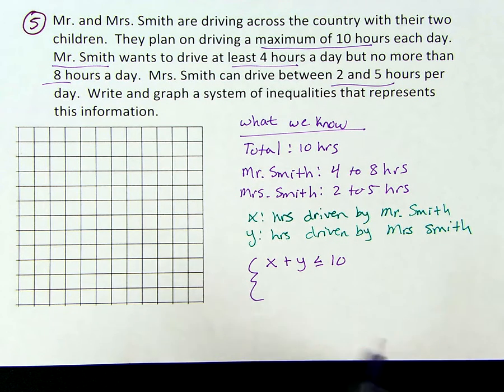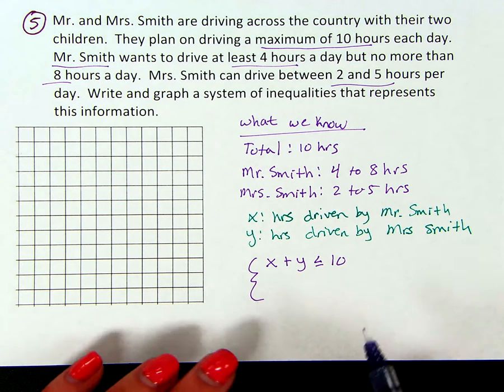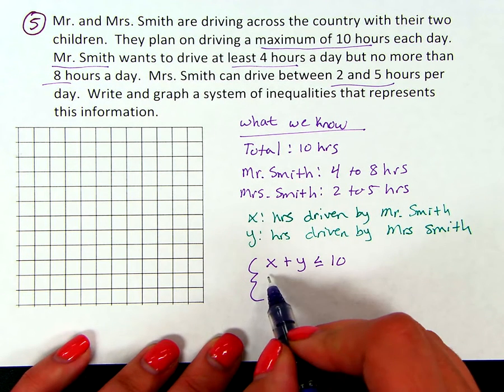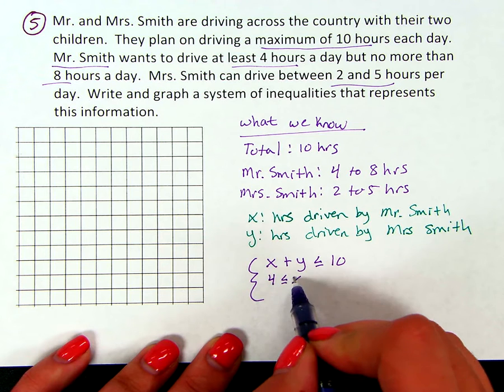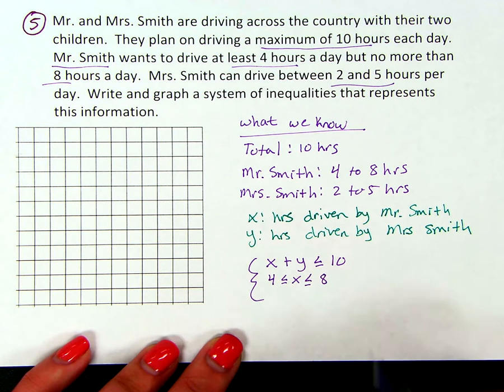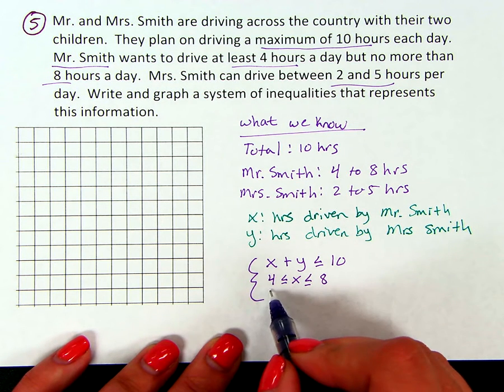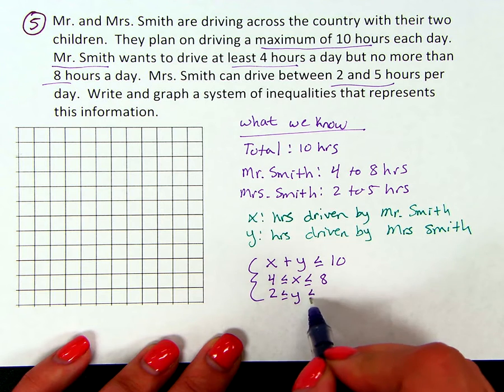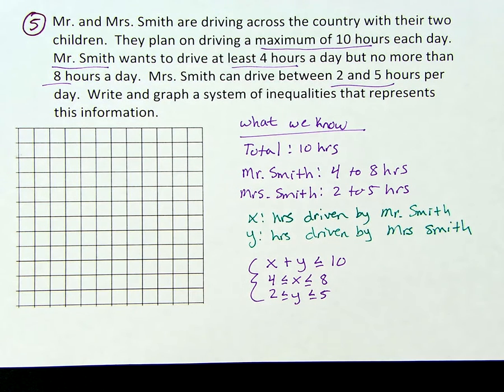And again, when I'm looking at this, since we have a range, that's what our inequality should look like. So Mr. Smith is between 4 and 8. So 4 less than or equal to x, less than or equal to 8. And then Mrs. Smith will be 2 less than or equal to y, less than or equal to 5. So now we should be ready to start graphing.